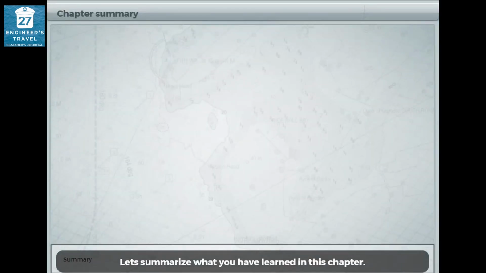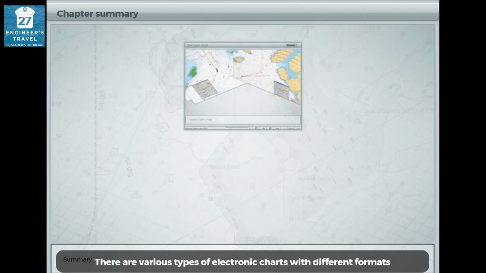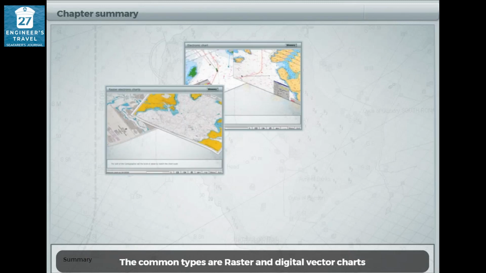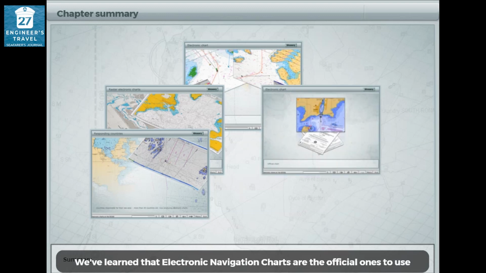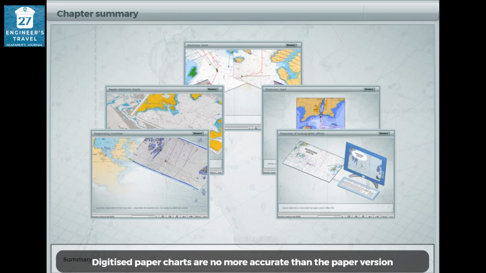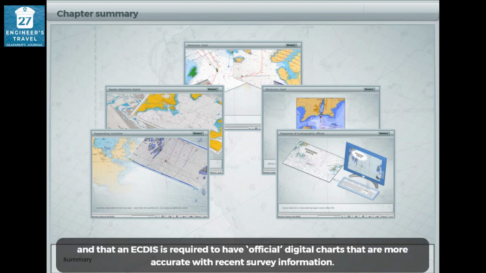Let's summarize what you have learnt in this chapter. There are various types of electronic charts with different formats. The common types are raster and digital vector charts. There are over 40 countries producing electronic charts. We've learnt that electronic navigation charts are the official ones to use. Digitized paper charts are no more accurate than the paper version. And that an ECDIS is required to have official digital charts that are more accurate with recent survey information.